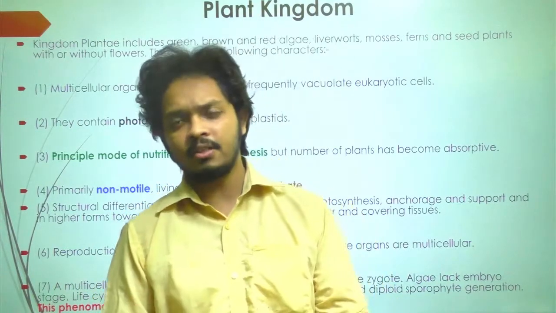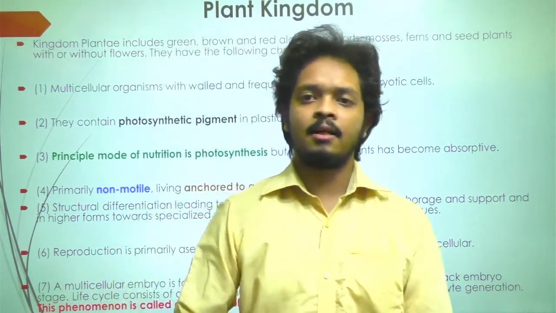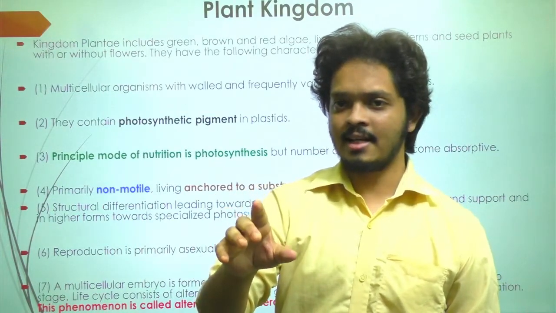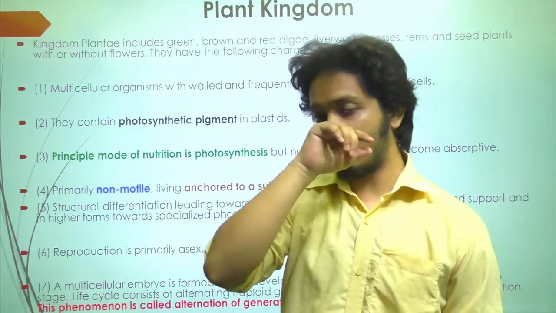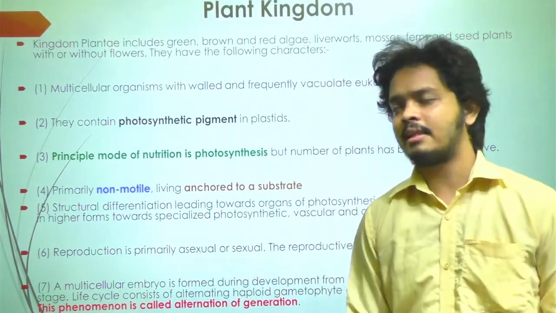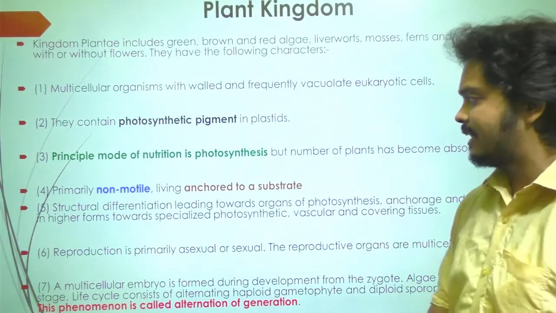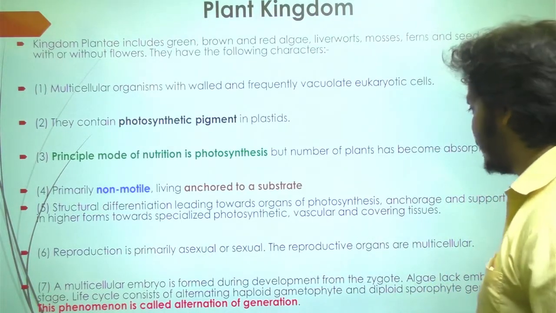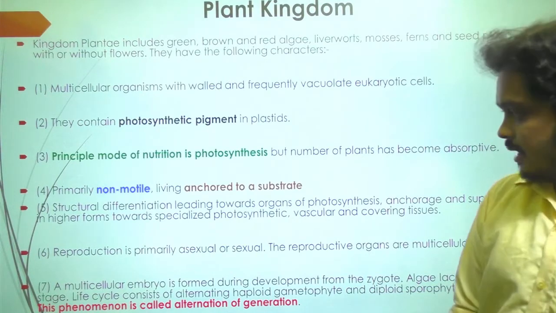If you talk about the Venus flytrap or the pitcher plant, you will understand that these plants are heterotrophic as well. They eat insects. But the principal mode of nutrition is autotrophic. They have chlorophyll, they perform photosynthesis and they are autotrophic in nature. But a number of plants have become absorptive as well.